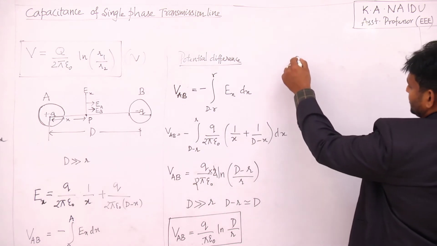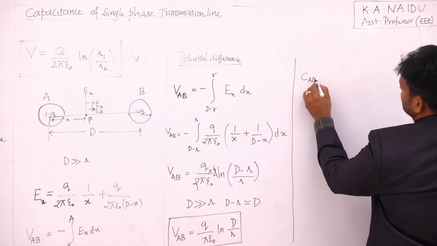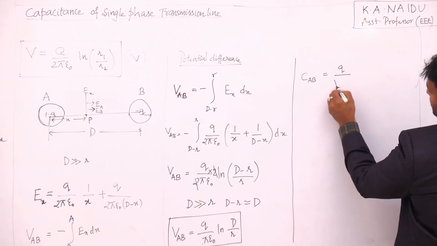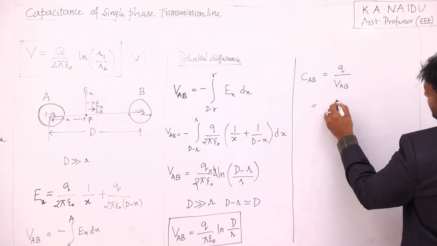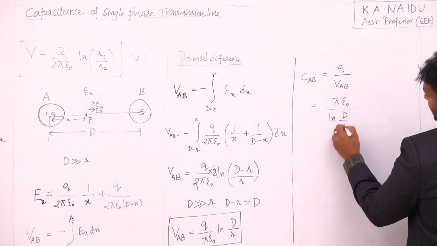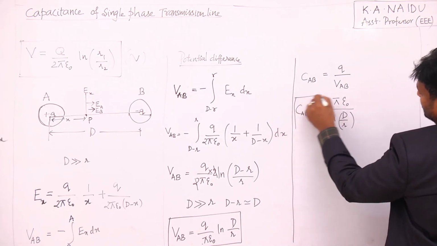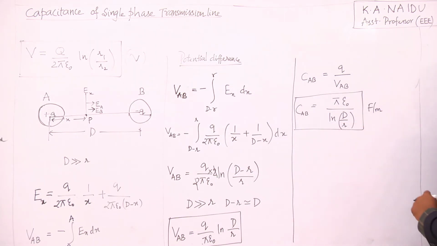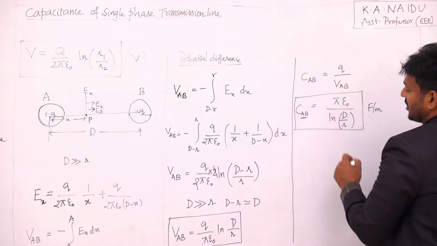From this, what is the capacitance CAB? CAB is equal to Q by VAB. So you substitute this, Q will cancel, and you will get pi epsilon naught divided by ln of D by R. This is the capacitance between two phases or two lines, which you will get in units of farads per meter. Now you can see this is the capacitance between two lines.